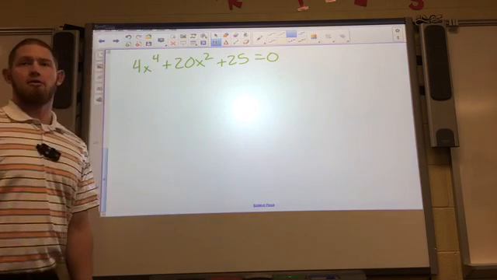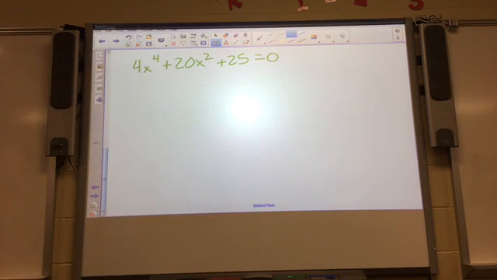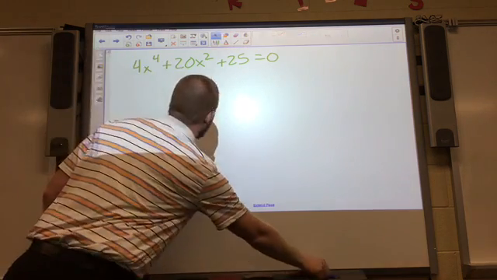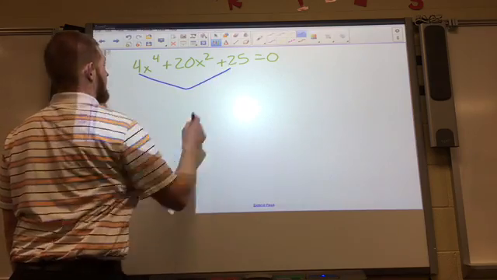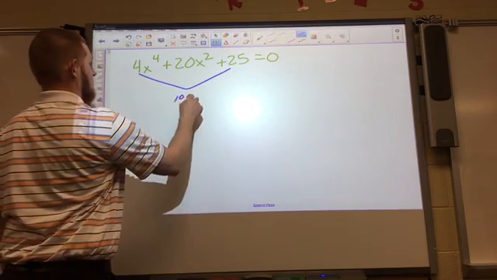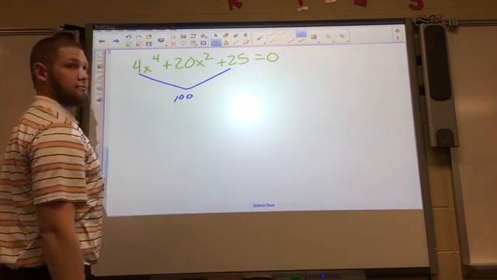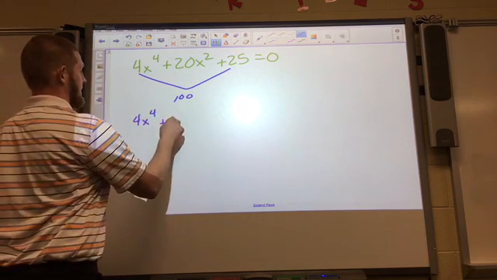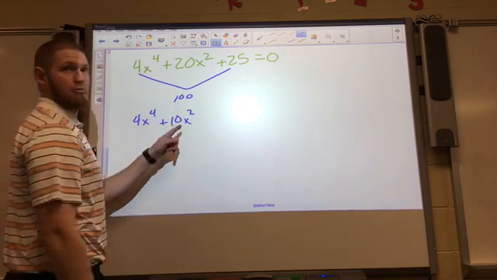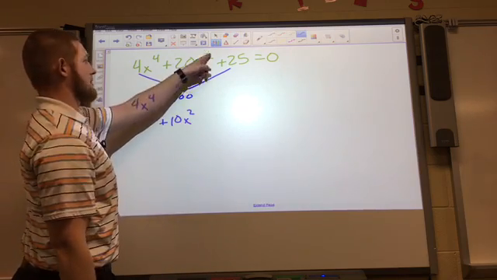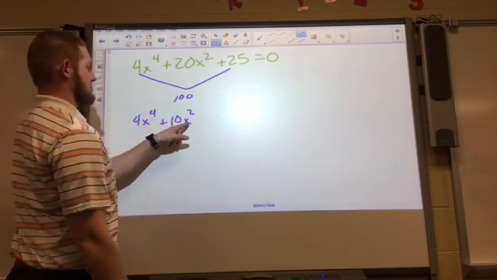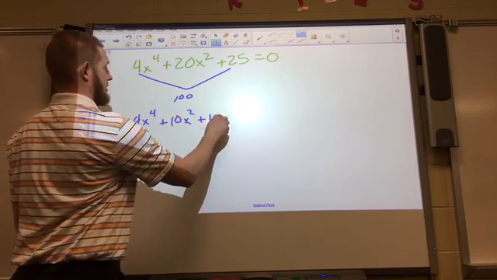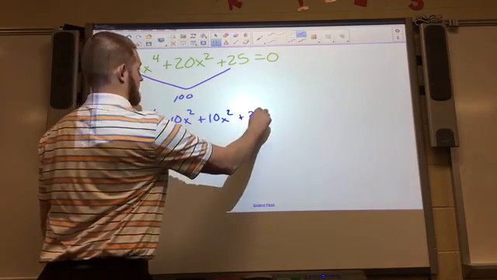Okay, so I already got those on the same side. You guys with us? Okay. This is where you need to do this, Jack. 4 times 25 is? What multiplies to 100 adds to 20. So I have 4x to the 4th plus 10x squared. That's where a lot of people messed up. They didn't put a squared there. Notice this is squared, so this has to be 10x squared. Plus 10x squared plus 25.